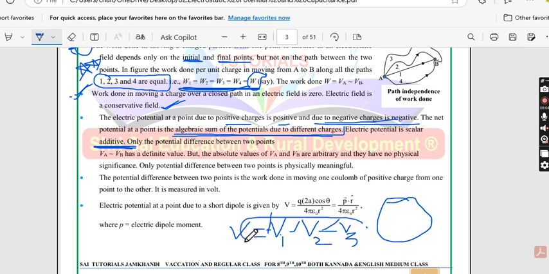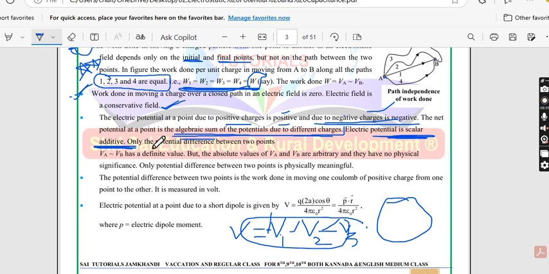So, the electric potential at a point due to positive charges is positive and due to negative charges is negative. So the net potential at a point in that conductor or in that medium will be the algebraic sum of the potentials due to different charges. The electric potential is scalar and additive. The algebraic sum will be a scalar, not a vector.